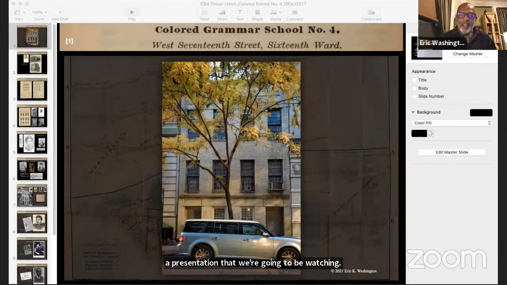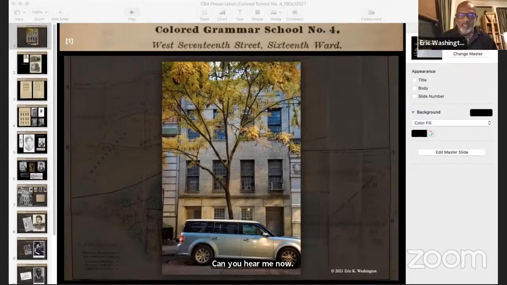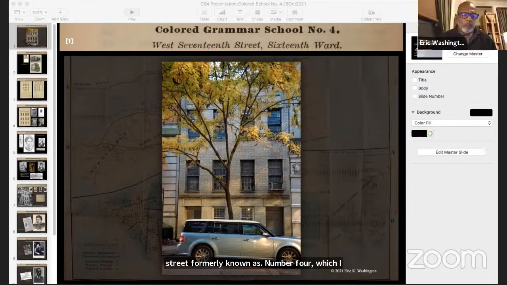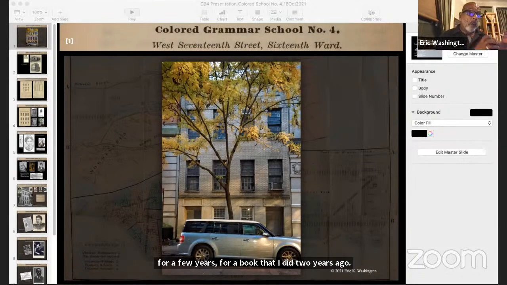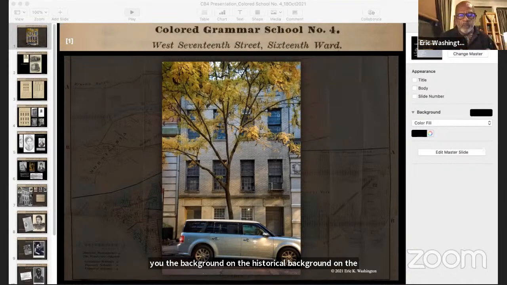Eric? Hi, can you hear me? Yep. Okay, hi, I'm Eric A. Washington. I'm a local historian. I'm going to be talking about this building, 128 West 17th Street, formerly known as Colored School number 4, which I've been researching for a few years for a book that I did 2 years ago. I wanted to give some background on it. So I'll give you the historical background on the building and what measures I had taken thus far with Landmarks.